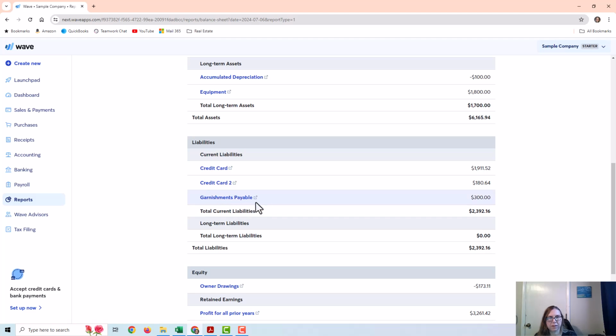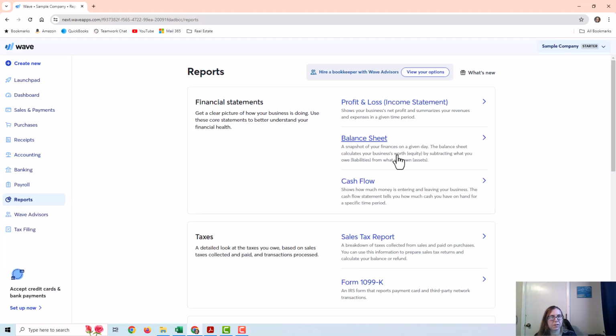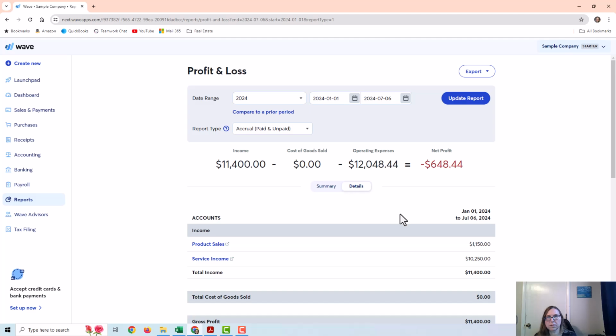I should see any payables related, anything that hasn't been paid yet. So the garnishments payable, I have not posted a payment to pay that yet. Right now it shows that $300 needs to be paid or sent in for that garnishment. Let's look at the profit and loss also.